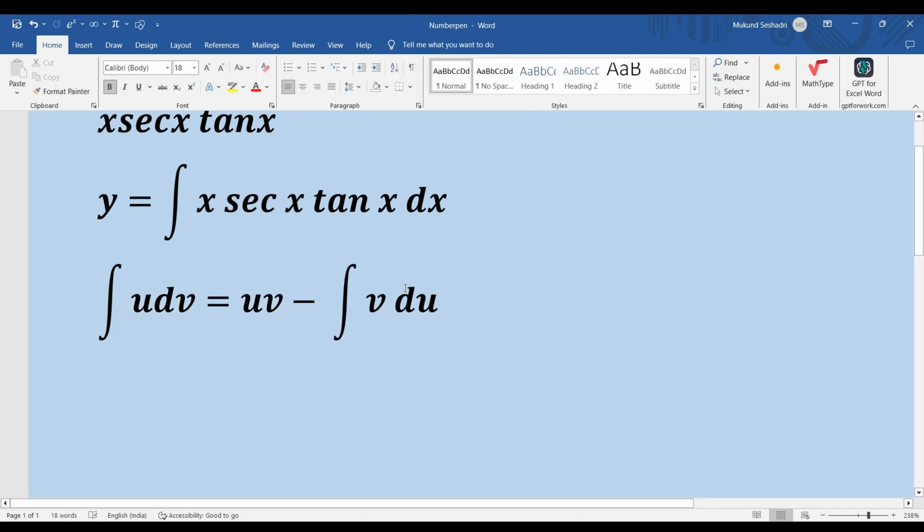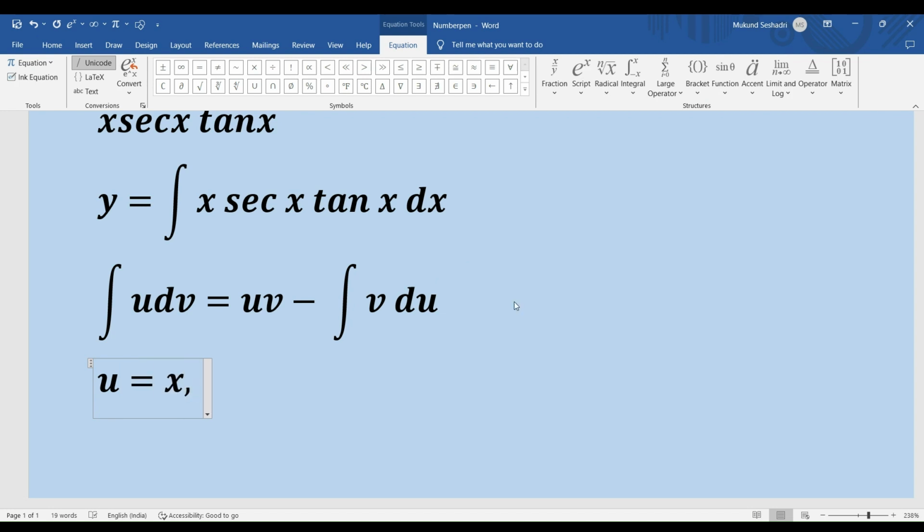So, there we are. Now the key to solving this problem is choosing the right u and dv. We have x and we have secant x tan x dx. I know that d by dx of secant x is secant x tan x dx. So I have two options here. I can choose u equals x or u equals secant x tan x. So I'm going to go ahead and solve this problem choosing u equals x. So if my u equals x, what is my dv? My dv is secant x tan x dx.